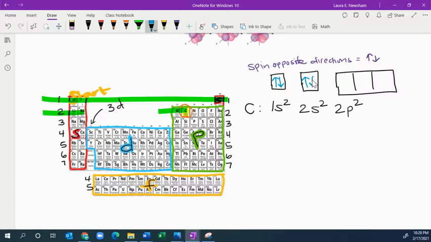Notice I don't have more than 2 arrows in a box because our max is 2 electrons. So side note, an arrow is representing an electron here. That electron is that arrow.